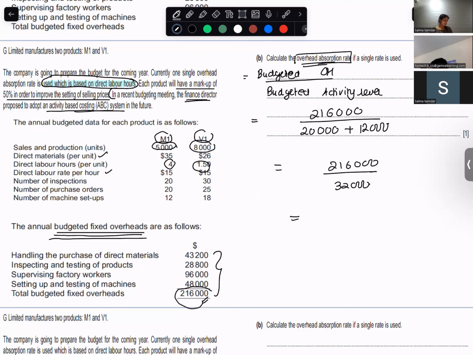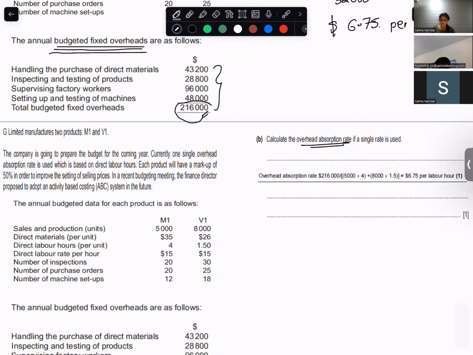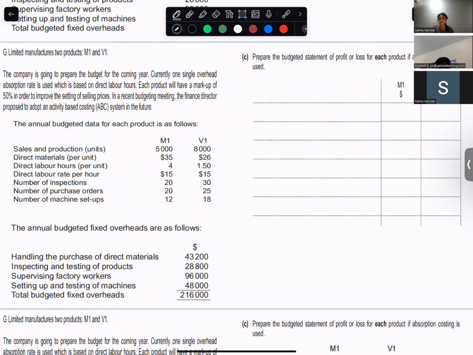6.75. How did you have the calculation so soon? Are you copying it from somewhere? Here in my calculator. It's $6.75 per labor hour. Okay. So you've calculated the overhead absorption rate if a single rate is used. Now what do they want you to make? They want us to prepare a budgeted statement of profit and loss.